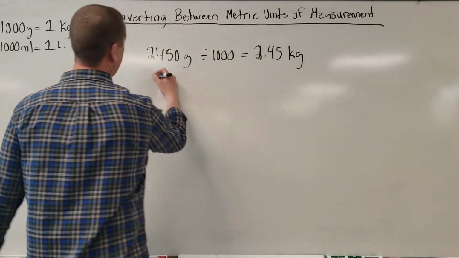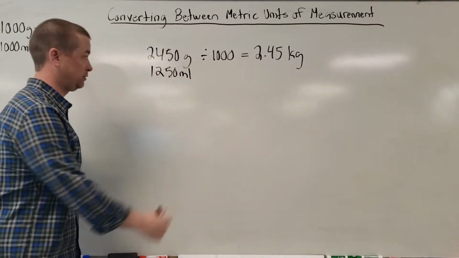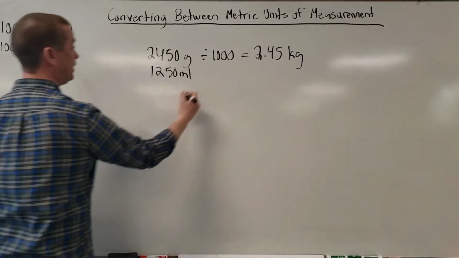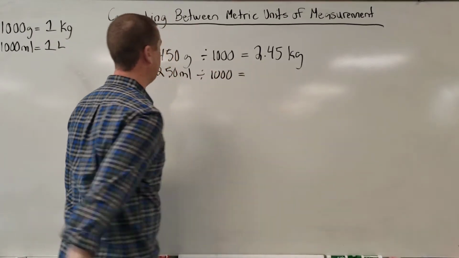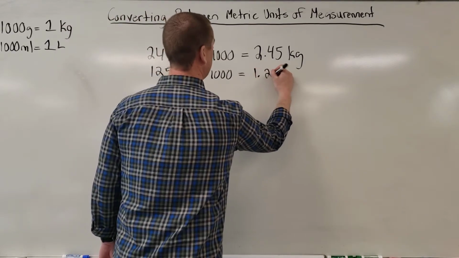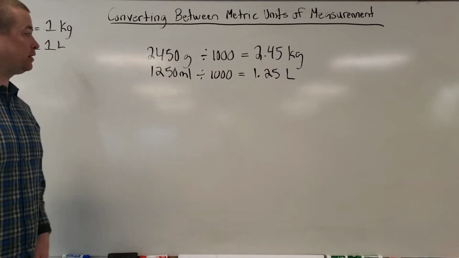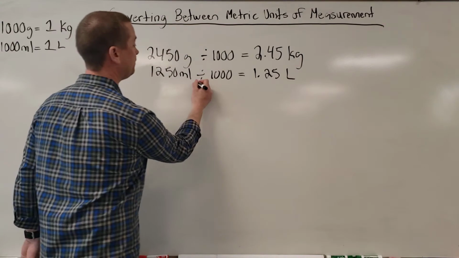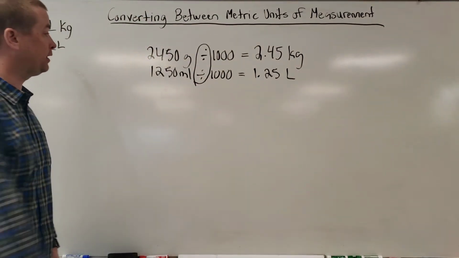Same thing goes for milliliters. So let's say, for example, we had 1,250 milliliters. We want to change it to liters. We again are going to divide by 1,000, which gives us an answer of 1.25 liters. So you'll notice grams and milliliters going to kilograms or liters, we're always dividing by 1,000.